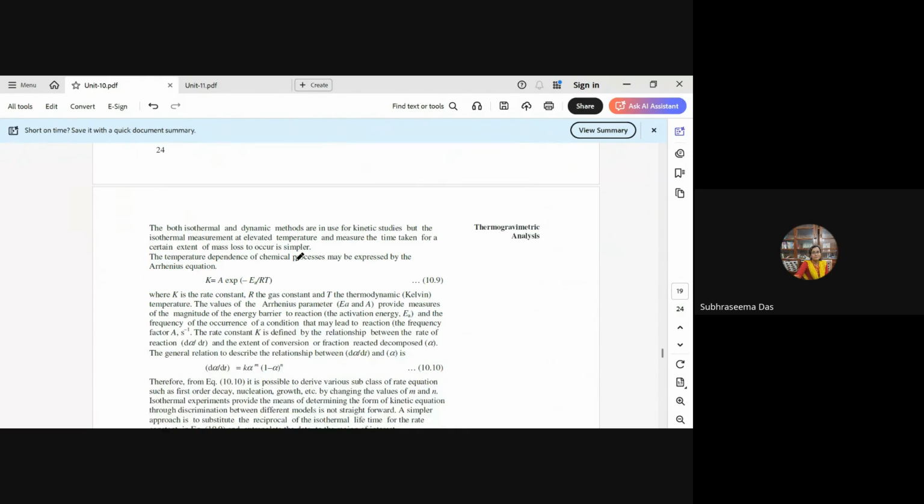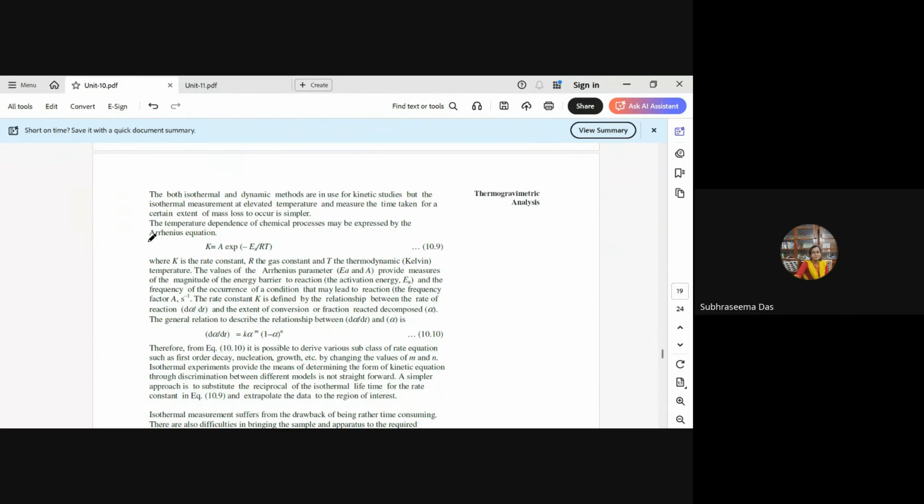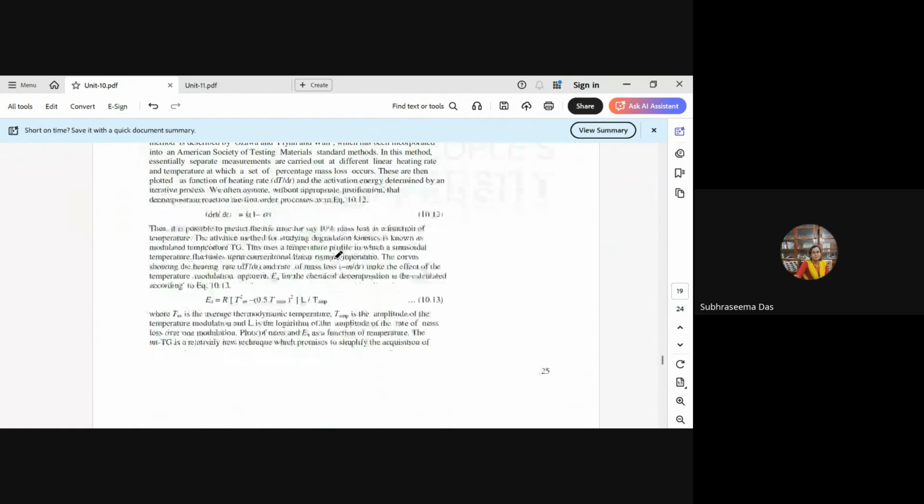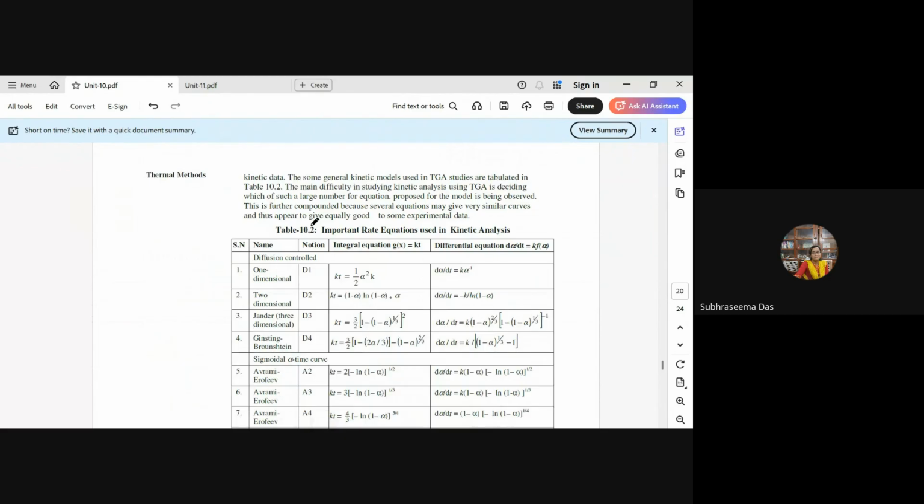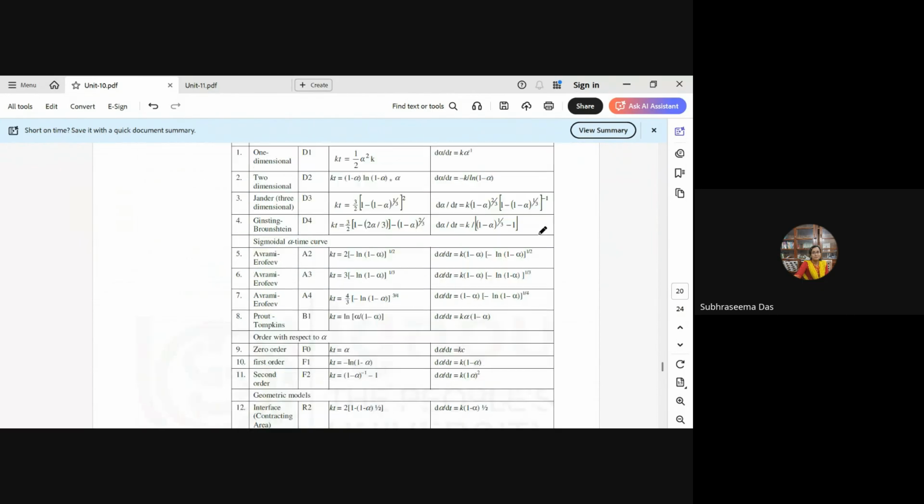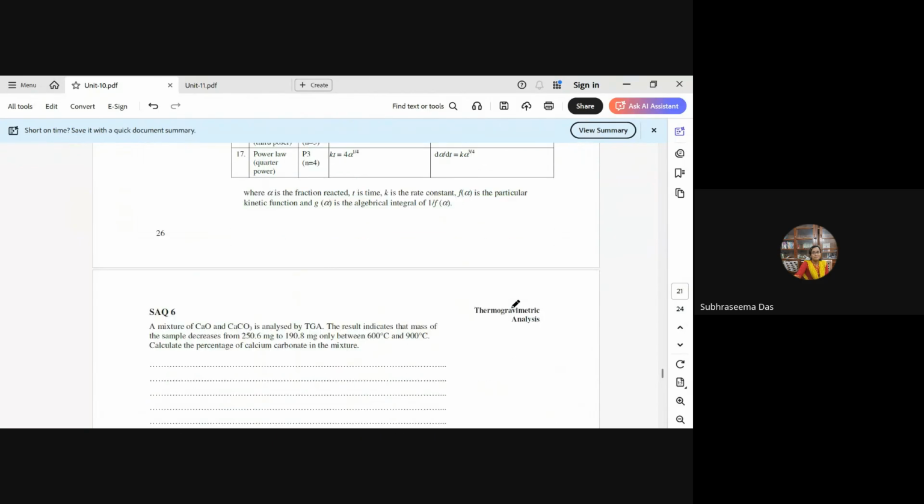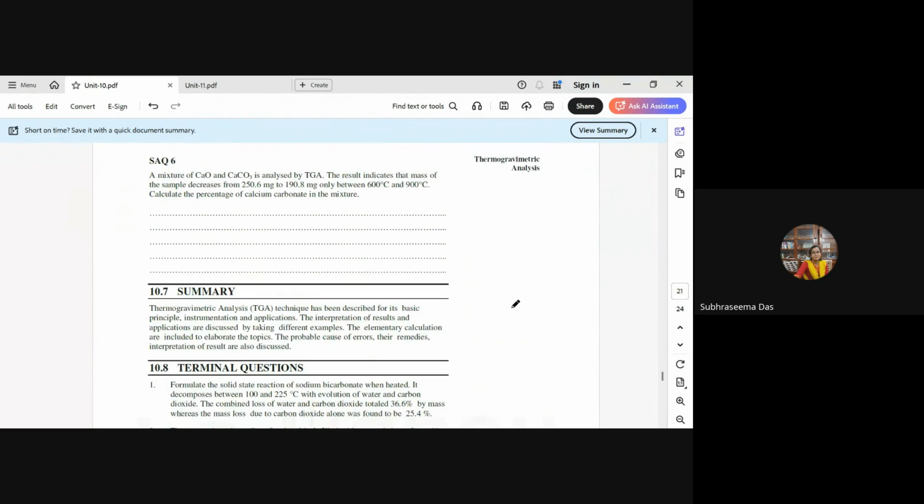The temperature dependence of any chemical process is described by the Arrhenius equation, that is k = A e^(-Ea/RT). We know this. This is the general relation, that is dα/dt = k α^m (1 - α), where α represents the fraction of the reactant that has decomposed. Using this equation, we can carry out kinetic analysis. This is table 10.2, some of the rate equations used in kinetic analysis, and with this we can predict the nature of the reaction kinetics using TG.